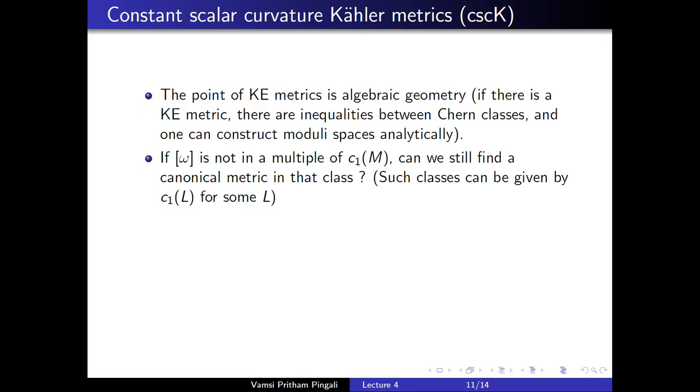So what kind of classes are we looking at? For instance, if you take any line bundle which is positive, its first Chern class can be such a class.